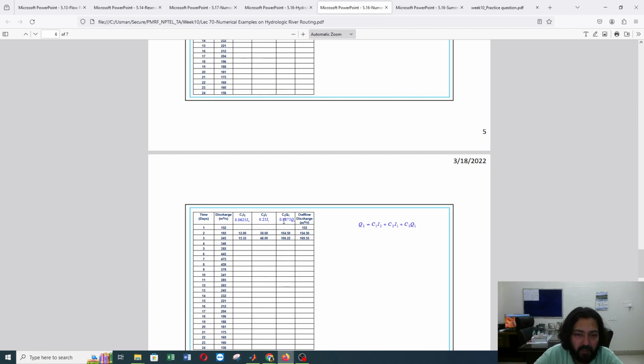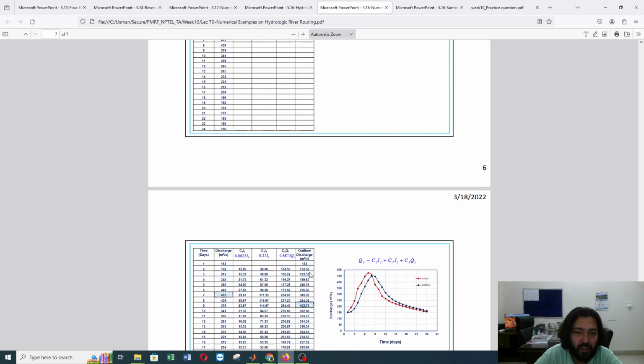Then we are going to multiply 0.6875 with Q1. Q1 is nothing but the outflow discharge of the previous day. So the previous day outflow discharge was 152. So 0.6875 into 152 is 104. Now we are just going to add these three terms and we'll get the value of Q2. Now again we calculate the next term. For this term, I2 is 245, I1 is 192 and Q1 is 154.5. We are going to repeat the same approach and fill this column of outflow discharge.